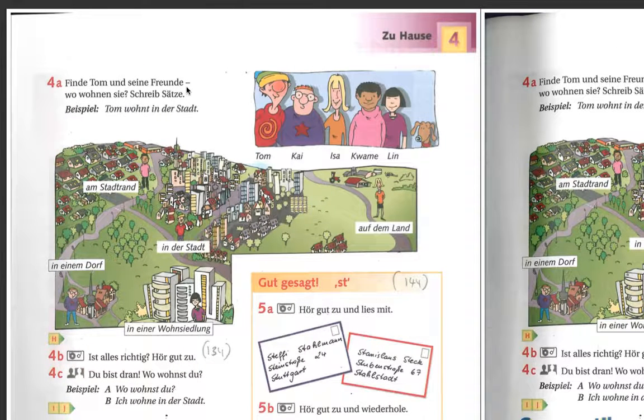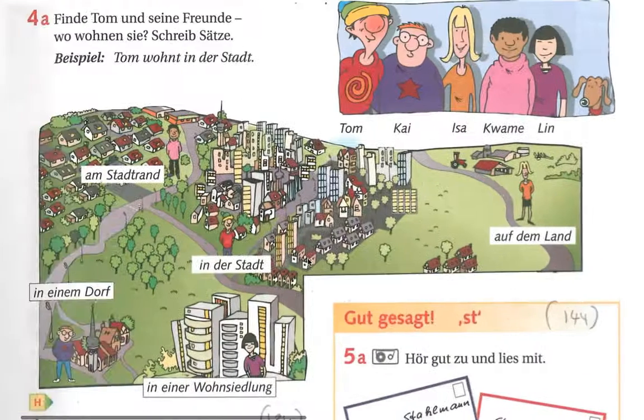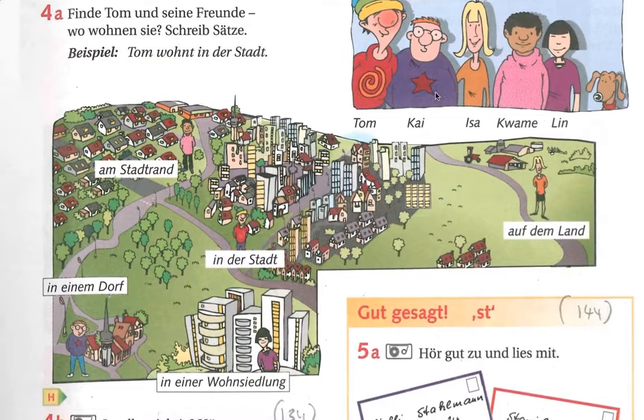Finde Tom und seine Freunde. Find Tom and his friends. Wo wohnen sie? Where do they live? So, Tom here. Tom wohnt, where's Tom? Tom wohnt in der Stadt, in the city. In der Stadt, in the city. Kai, where does Kai live? Kai wohnt in einem Dorf. He lives in a village.